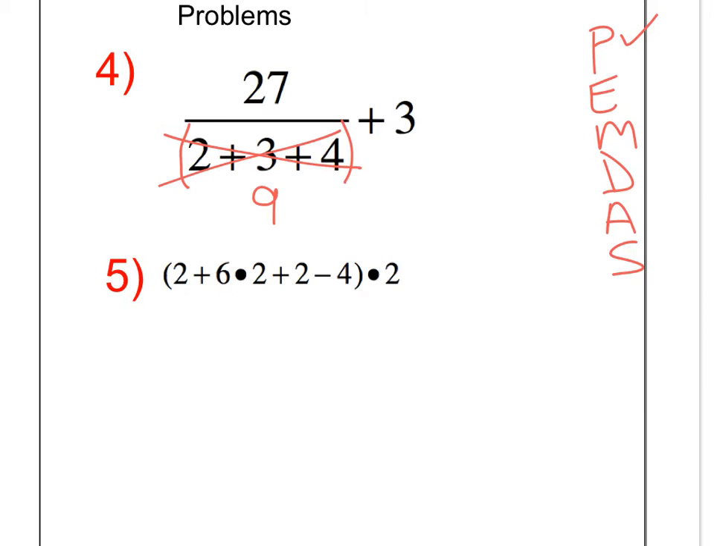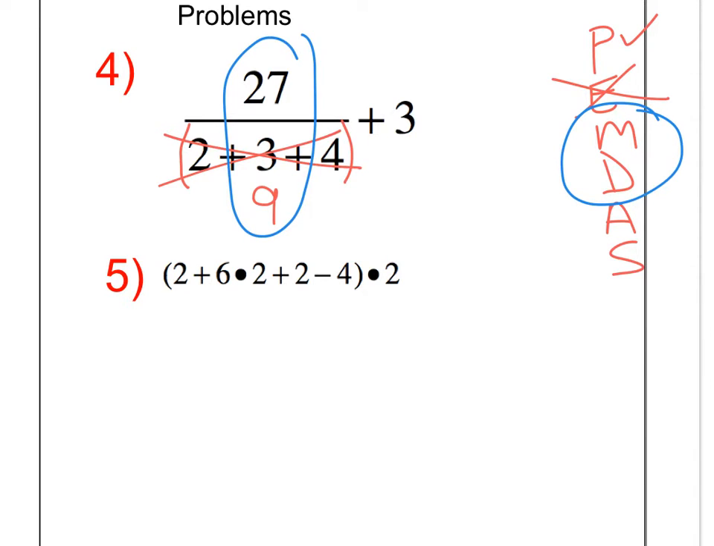Now my next step is exponents. I don't have any exponents on this problem. Then after that I can multiply or divide. So here I have division, 27 divided by 9, which is 3. And so then I have 3 plus 3. That's my last step, would be addition. So 3 plus 3 gives me 6. So the answer to this problem is 6.